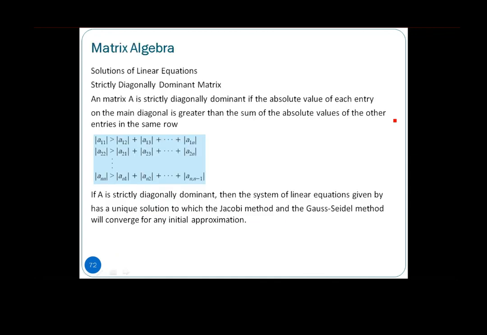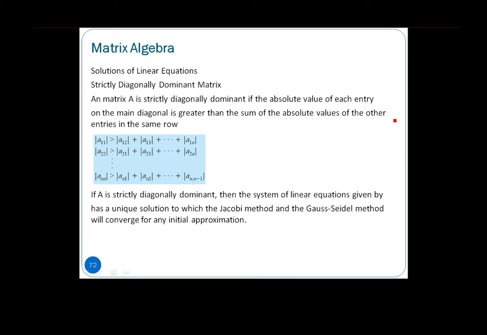You need to follow a few rules. Here, it has to be what we call a strictly diagonally dominant matrix. So this A matrix has to be dominant in its diagonal values. That means the absolute value of each entry of the main diagonal is greater than the sum of the absolute values of the other entries in the same row.